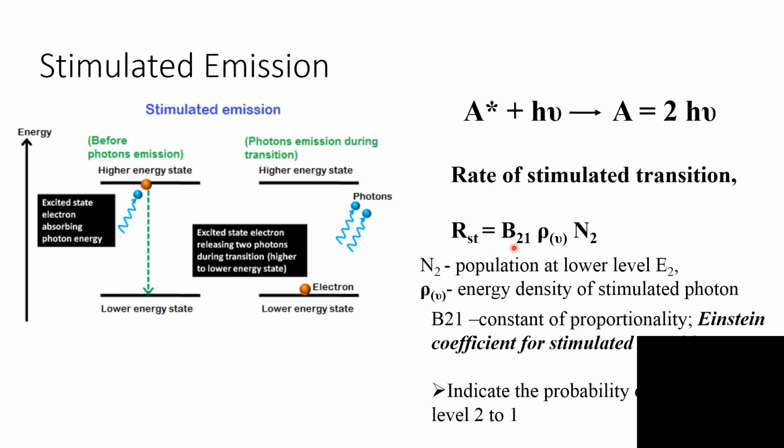And what is this B21? This B21 is the constant of proportionality. We can call it the Einstein coefficient for stimulated emission. It tells us about the probability of transition from energy level 2 to 1. You have seen here that our electron returned from the higher energy level 2 to the lower energy level. So it tells us about the probability of transition from level 2 to 1.